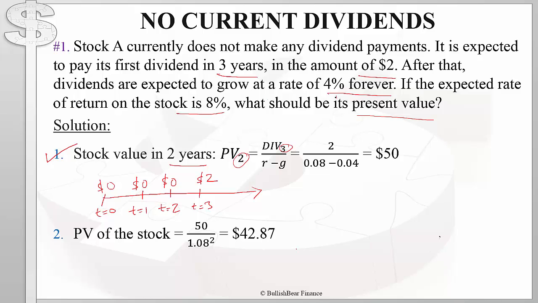We are currently at time t equal to 0, but for this step, we compute the stock value at time t equals 2, which means we just use the Gordon growth model formula as we would for any other regular scenario. We take the next period's dividend payment of $2 and divide that by R minus G, which gives us $50. Thus we know that at time t equals 2, the stock is worth $50.